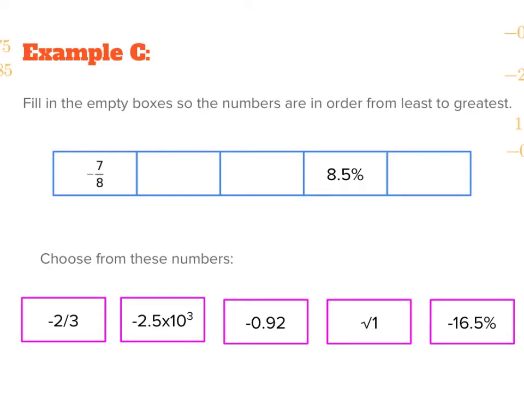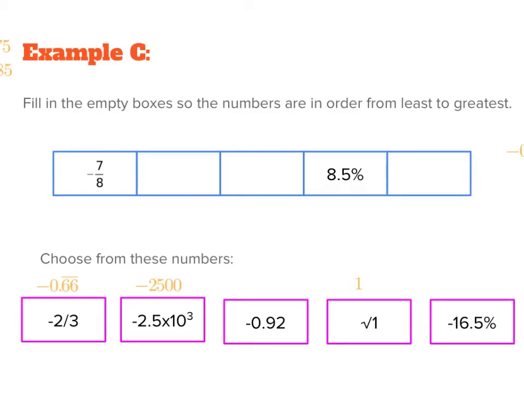So here we are at example C, and it looks a little bit different. Example C tells us to fill in the empty boxes so the numbers are in order from least to greatest. So we've got 2 numbers filled in, and we have to fill in the 3 numbers that are missing. So the first thing I'm going to do is convert everything to decimals, just like I always do. So negative 2/3 divided top by bottom, negative 0.6 repeating, 2.5 times 10 to the positive third. So I'm going to make sure that I move my decimal 3 places to the right. So that gives me negative 2,500. Negative 0.92 is already a decimal. Don't need to do anything with that. The square root of 1 is 1.